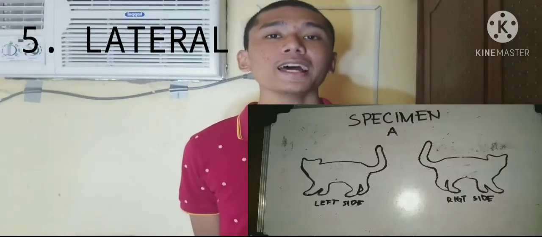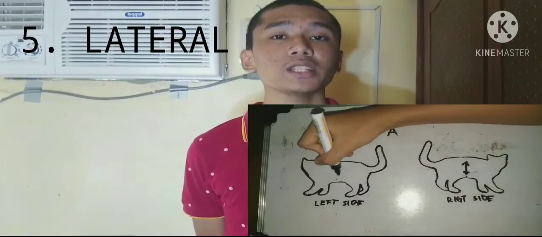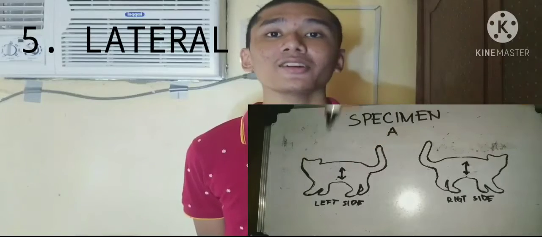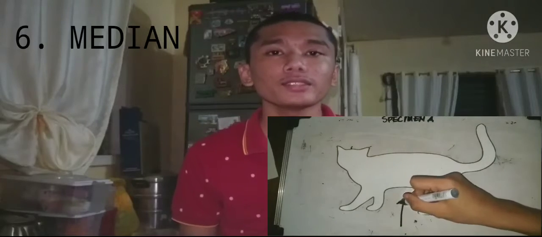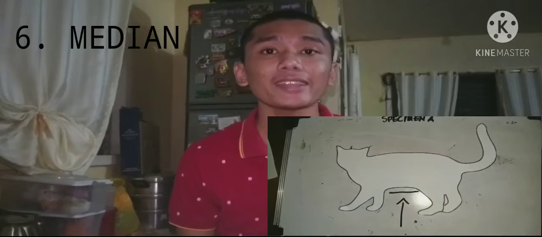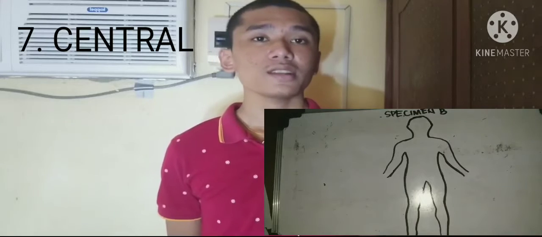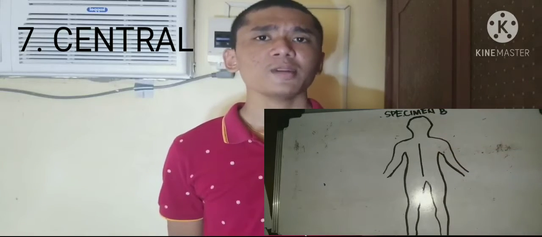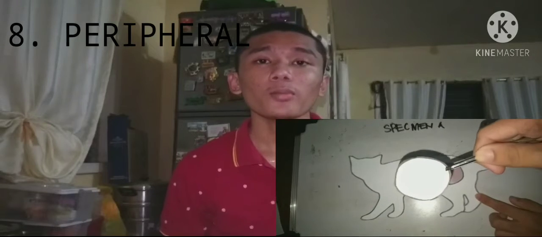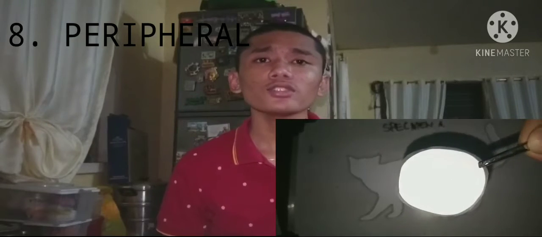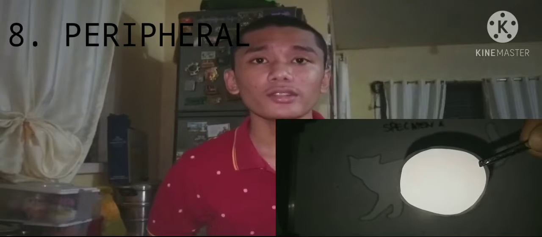Lateral is located at the upper or lower part of the body, as long as it is seen at the right side or left side of the body. Median is any structure located at the middle. Central is a part of a system near the middle, slightly similar to median, but more specific. Peripheral is a part nearest the surface. Actually, most organs of the body are near the surface.